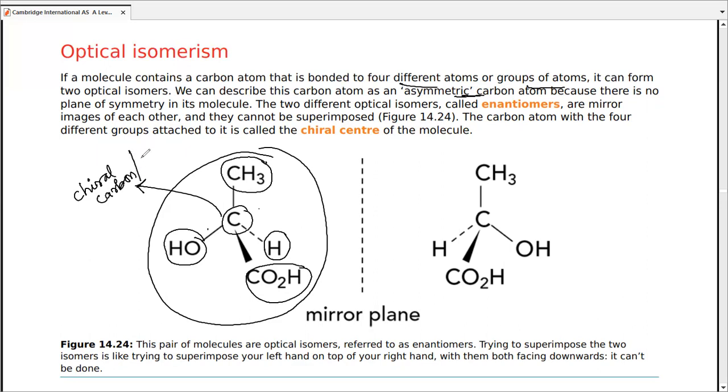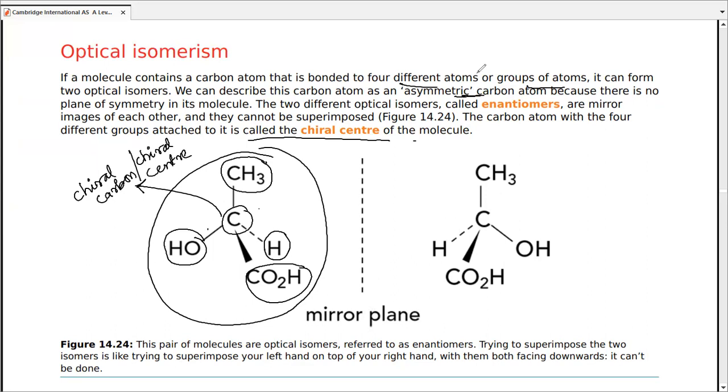This can also be known as a chiral center, which is mentioned over here. Now, if there are two of these kinds of structures, and we pass a mirror plane through them, take a look at these structures.